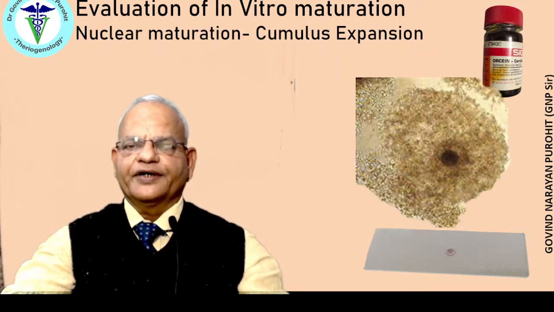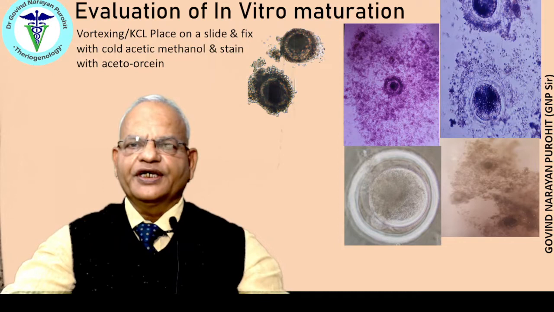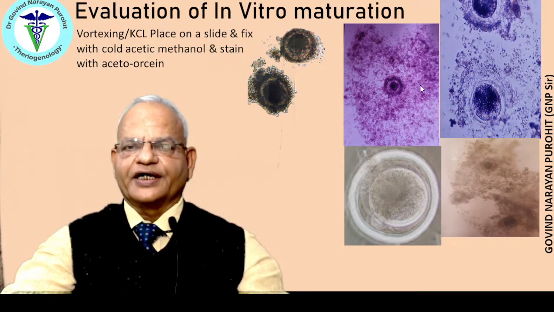Oocytes can be evaluated for maturation by two types: the cytoplasmic maturation, which you can see here, the cumulus cells have expanded, and then for nuclear maturation, you can stain them with the orcein stain, and then examine for the nuclear status of the oocytes, right? So here you can see that for the oocytes that have attained the cytoplasmic maturation, the cumulus cells will separate away from the zona pellucida, and they will move further.